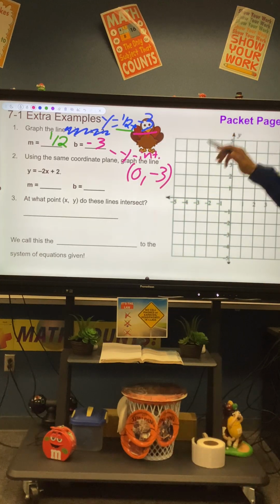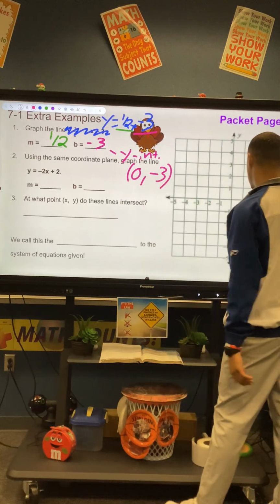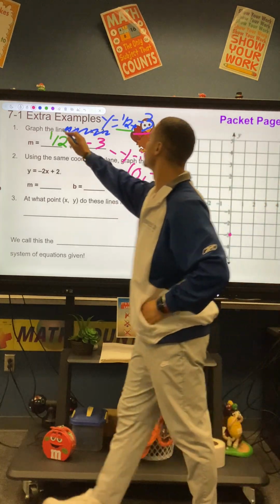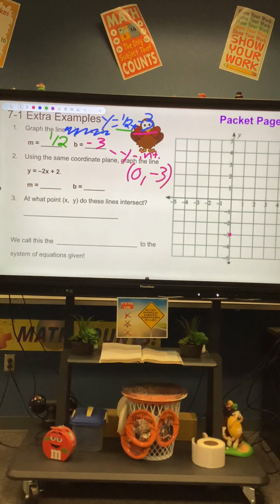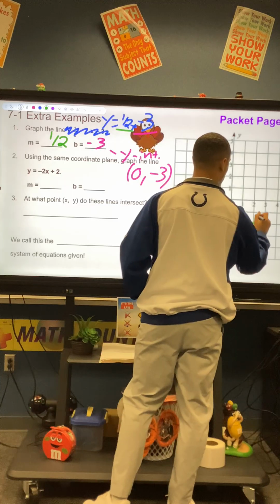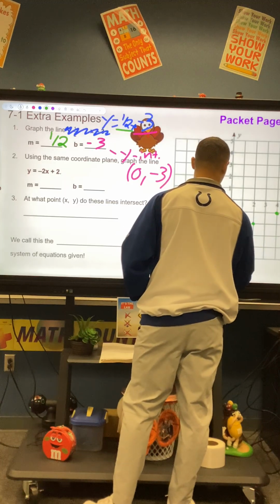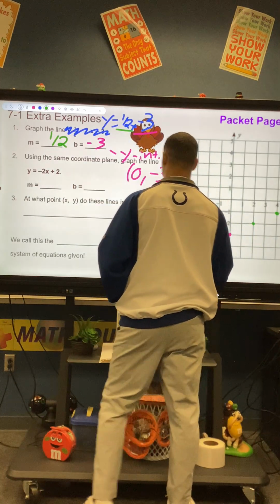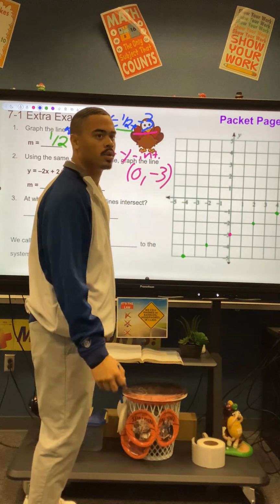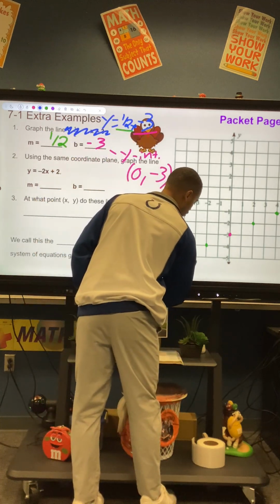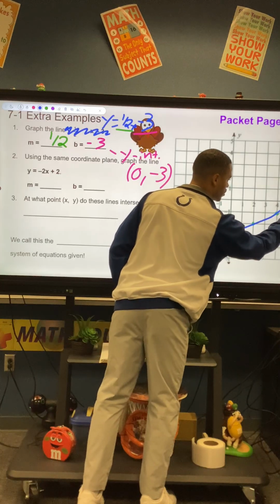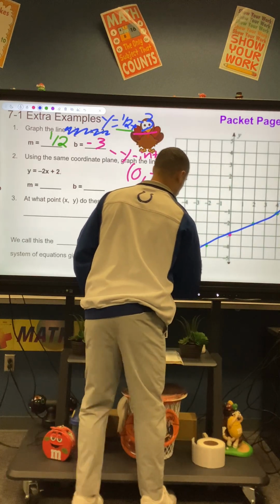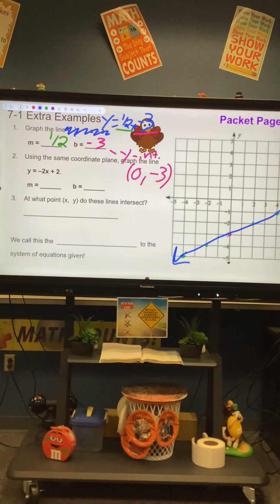So that means I know for sure that on my line I have a point at 0, -3. Then from there, my slope tells me where to find my next point. So I'm going to go up 1 to my right 2. Now I'm going to connect them. It's okay. As long as it touches them at one point, I'm cool with it. I have a line there.